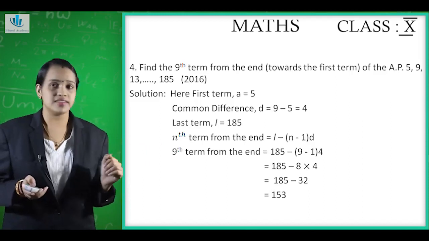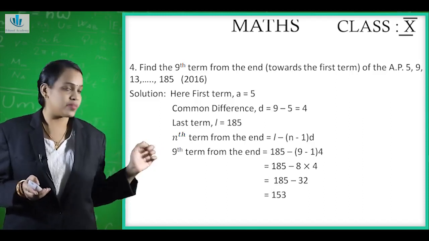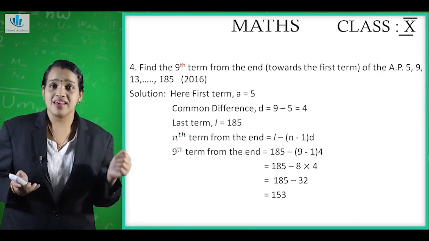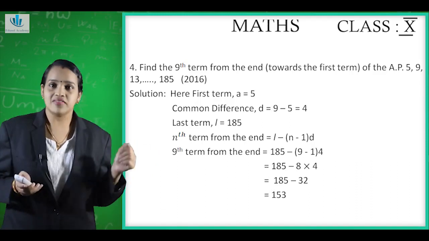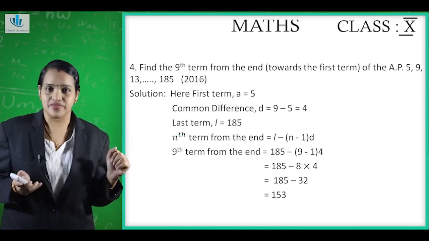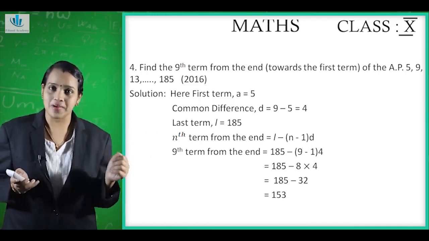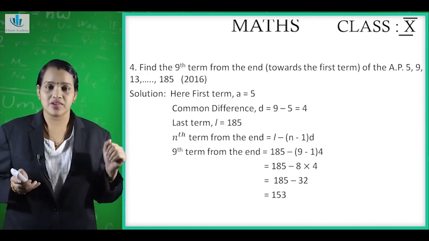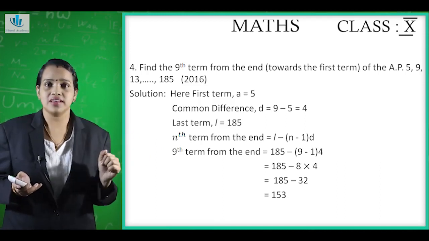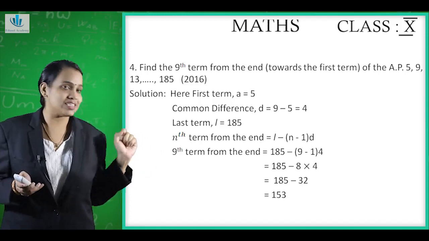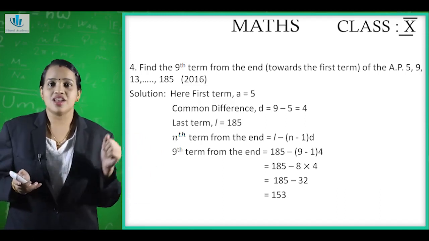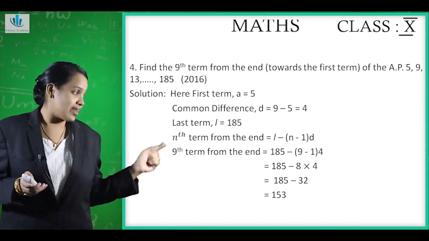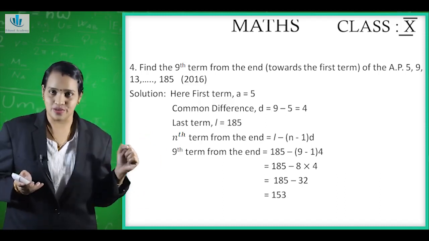The next question is, find the ninth term from the end towards the first term of the AP 5, 9, 13, which goes on till 185. This question has appeared in the year 2016. Let's solve it. Here you can see the first term A is equal to 5. Now the common difference we will calculate. D is equal to 9 minus 5, which is equal to 4.